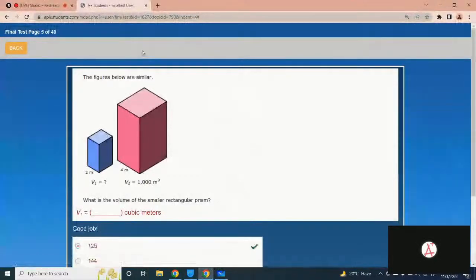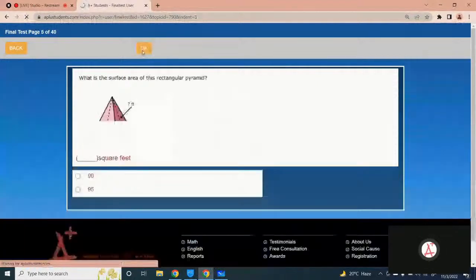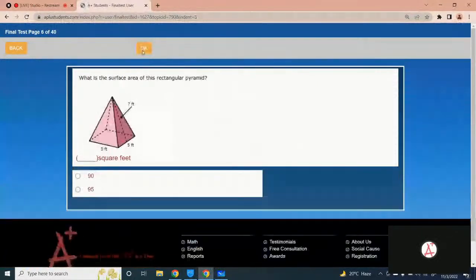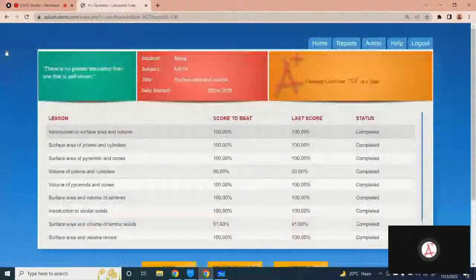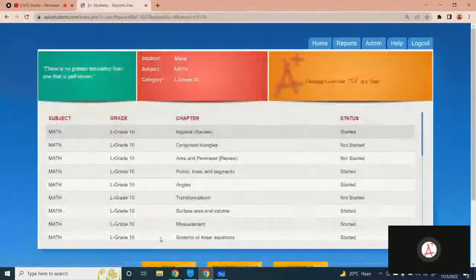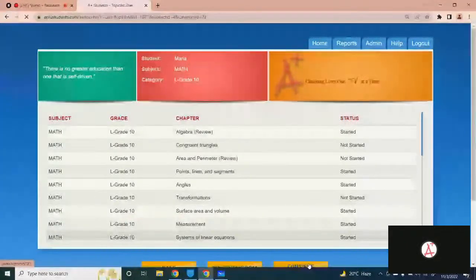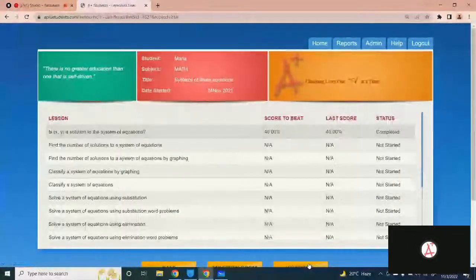You can complete the test by yourself later today. I'm just moving on to the next topic. We are going to start the new chapter today, and the new chapter is system of linear equations. We will start with the first lesson: is (x, y) a solution of this system of equations? Let's start with the topic.